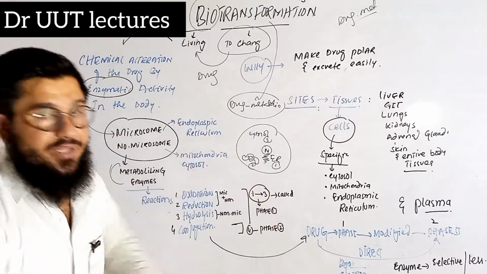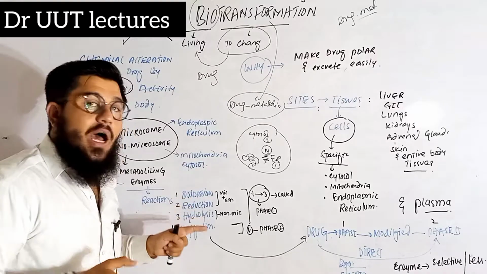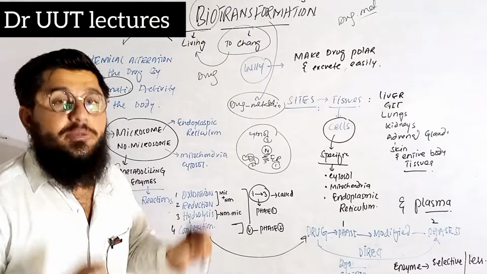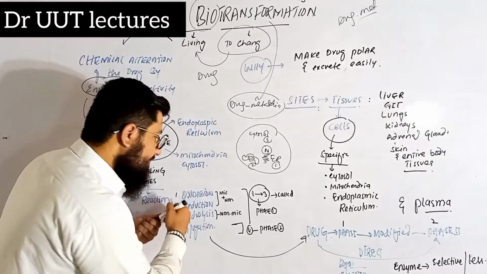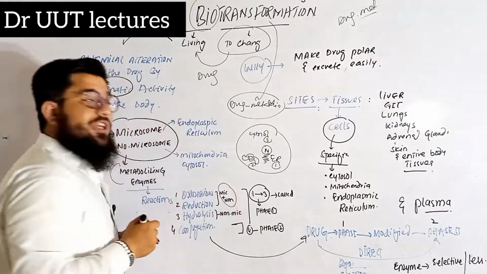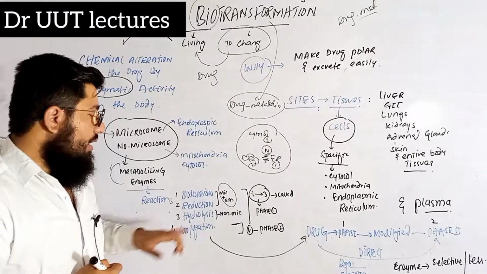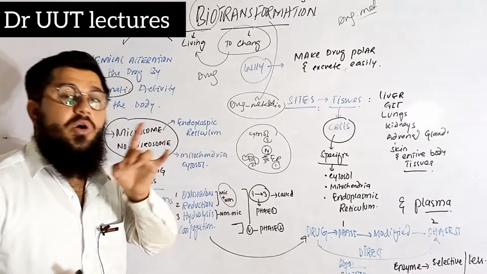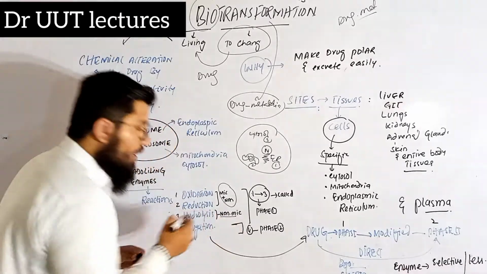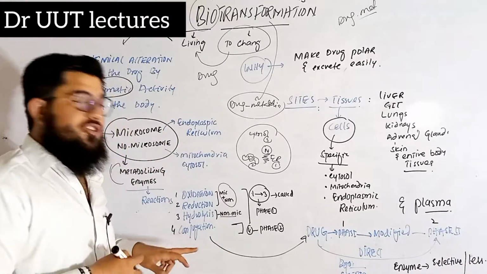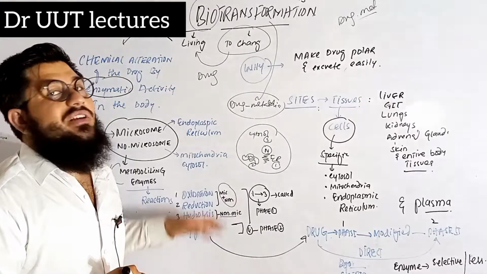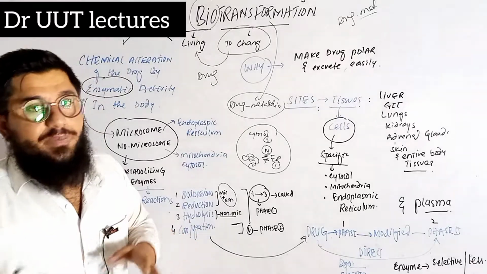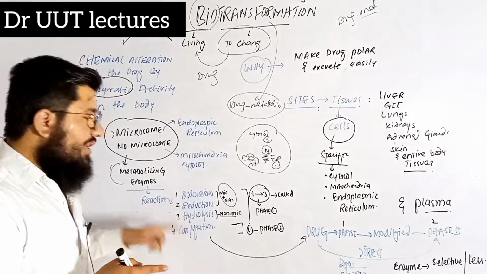If you go more in depth, for oxidation and reduction reactions we need microsomal plus non-microsomal enzymes. Here I have mentioned we need these two enzymes. If we talk about hydrolysis, for that we need just the non-microsomal enzymes. And for conjugation types of reactions, here we don't need these types of enzymes. Here we have some other functional groups which play an important role in drug metabolism.